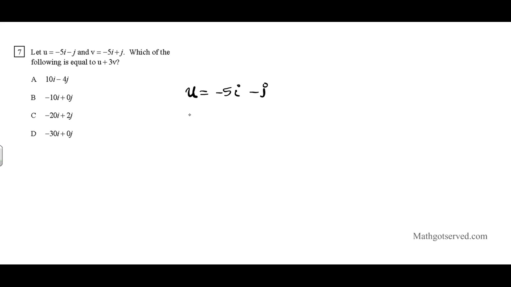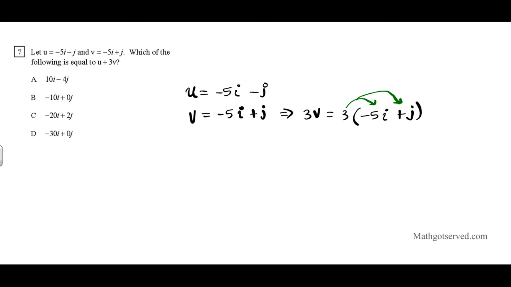Okay, so v is negative 5i plus j. So what does that tell me? That tells me that 3v is going to be 3 times the vector v. So it's going to be 3 times negative 5i plus j. So what do I do here? I just simply distribute the 3 to the two components, the horizontal component and the vertical component. Horizontal and vertical components get scaled by a factor of 3. So 3v is basically going to be equal to negative 15i plus 3j.